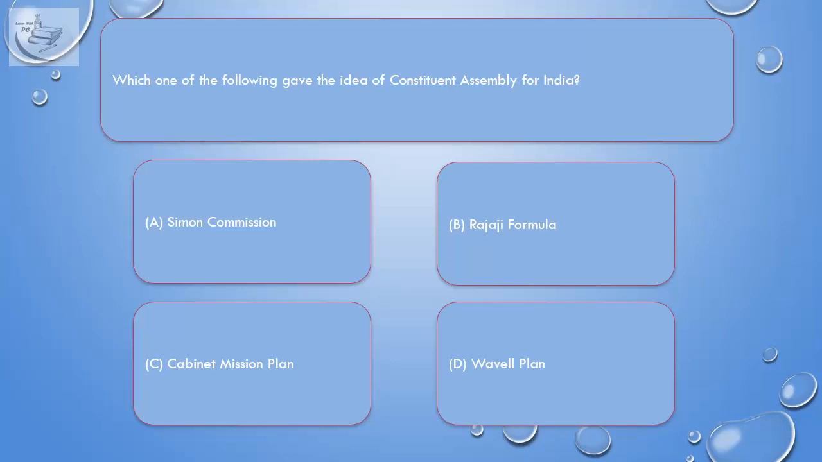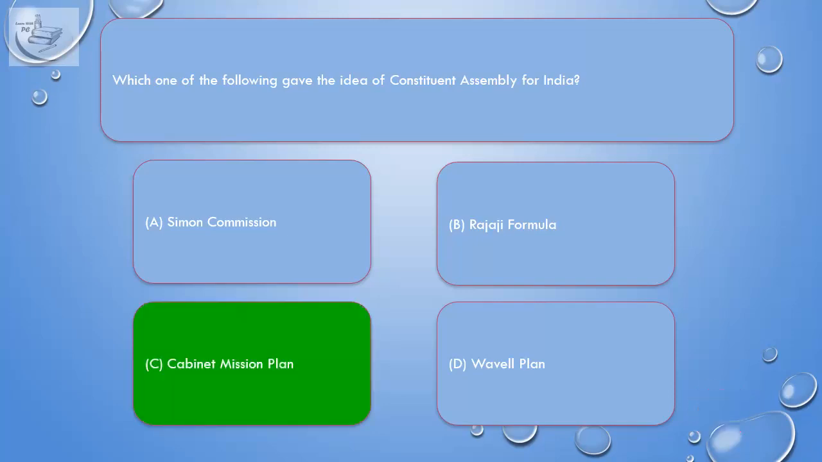Question: Which one of the following gave the idea of Constituent Assembly for India? A. Simon Commission. B. Rajaji Formula. C. Cabinet Mission Plan. D. Wavell Plan. Correct answer is C. Cabinet Mission Plan.